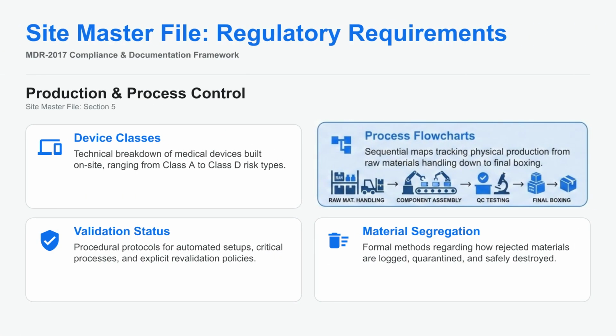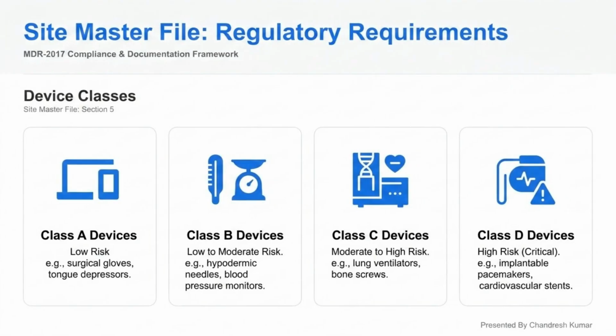In production and process control, we outline device classes, ranging from Class A to D risk types. We also address validation status protocols, material segregation for rejected items, and process flowcharts from raw material handling to final boxing. Medical devices are categorized into 4 classes based on risk: Class A, low risk; Class B, low to moderate risk; Class C, moderate to high risk; and Class D, high risk/critical.